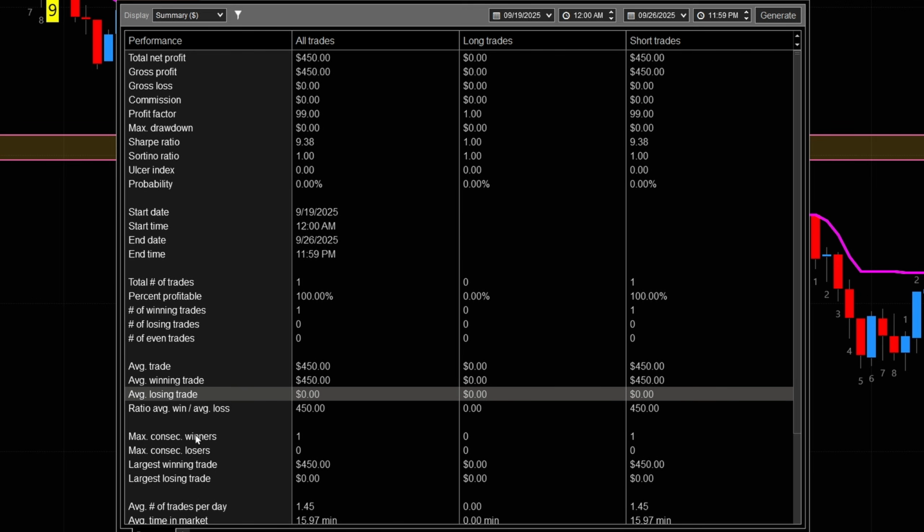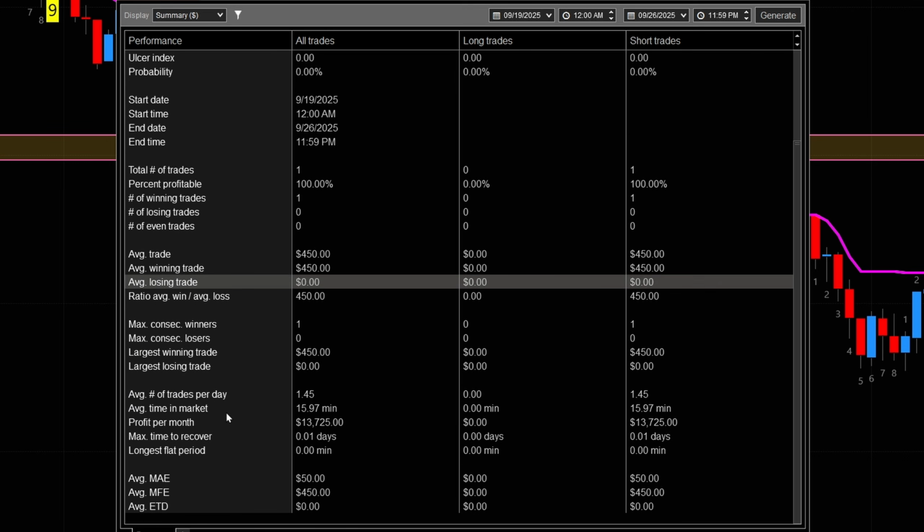Also, you can see maximum consecutive winners, maximum consecutive losses, your largest win, largest loss, and it'll even break down and say, if you can continue to trade like this, how much could you make per month? Right here, it's telling me I'd make roughly $13,000 if I was able to do this each and every day in the market. But with trading, we know there are losses as well.